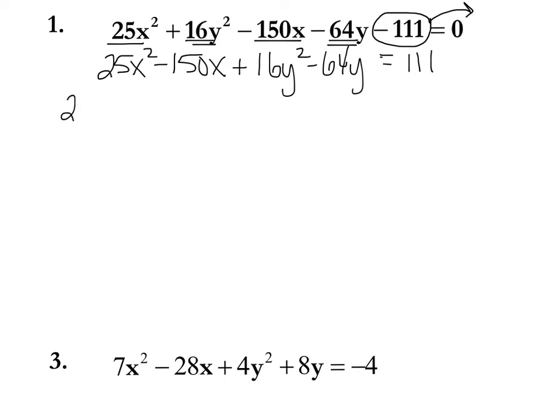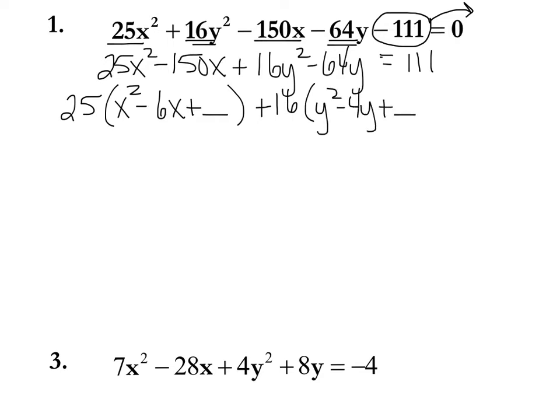I'm going to take out the 25 from both of the x terms. That gives me x squared minus 6x plus blank, and that's because I took the 25 out. Then I'm also going to take out the 16 from the y's. That gives me y squared minus 4y. On the right, that leaves me 111 plus blank plus blank. Remember, whatever you add to one side, you have to add to the other, and we also need to make sure we keep the equation balanced.